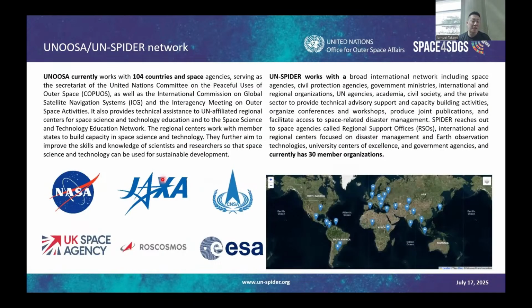UNOOSA, as I said, has 104 member states, but UN-SPIDER has been supported by many space agencies like ESA, NASA, the UK Space Agency, JAXA, and CNSA as well. We call them regional support offices. We are expanding more.